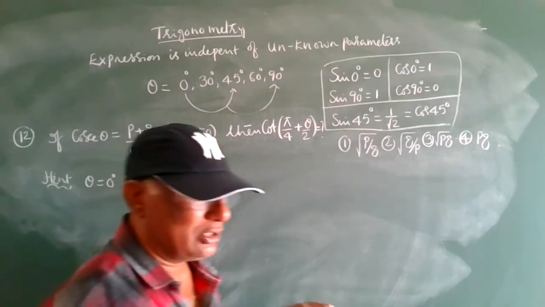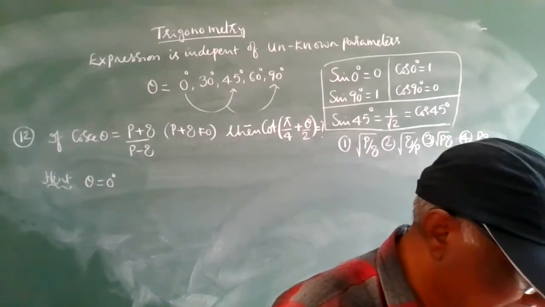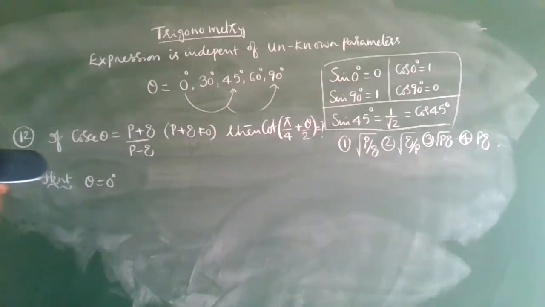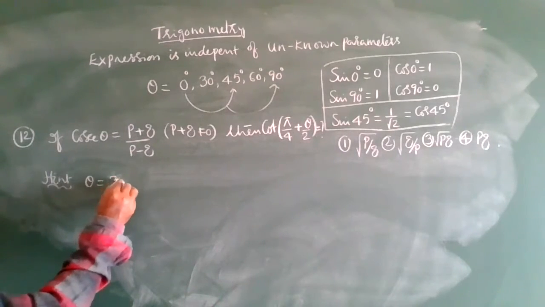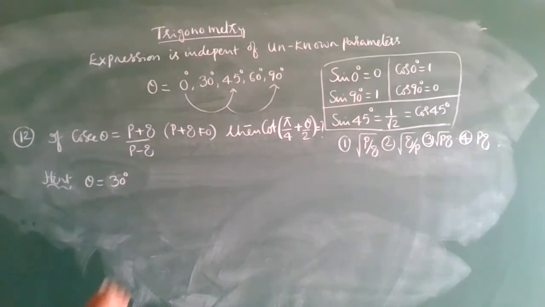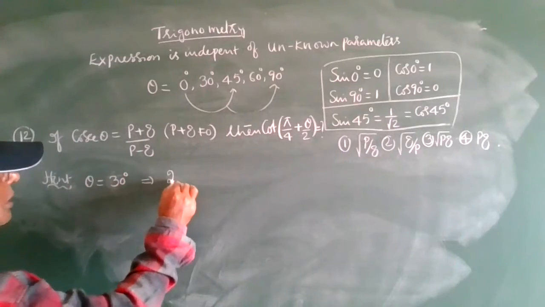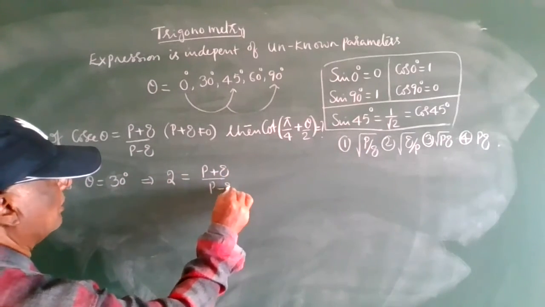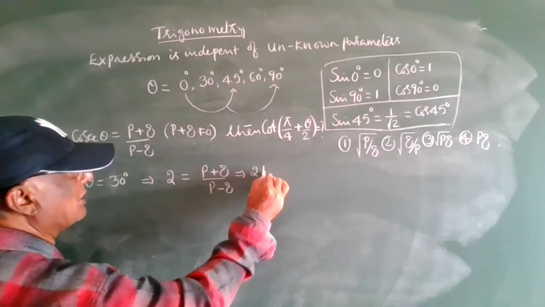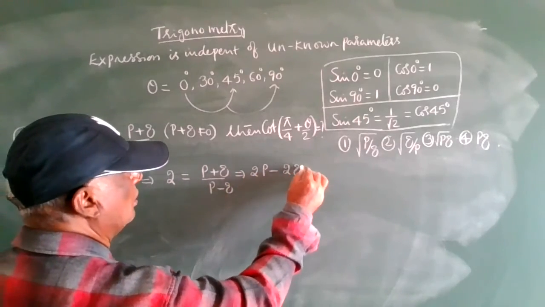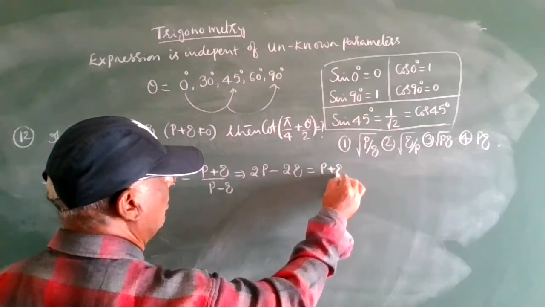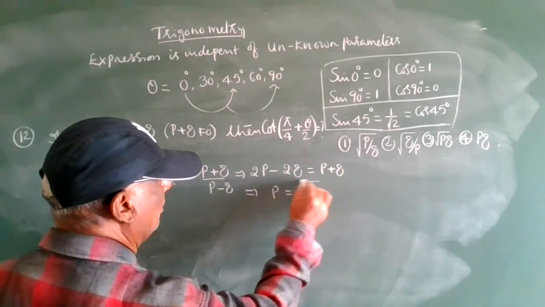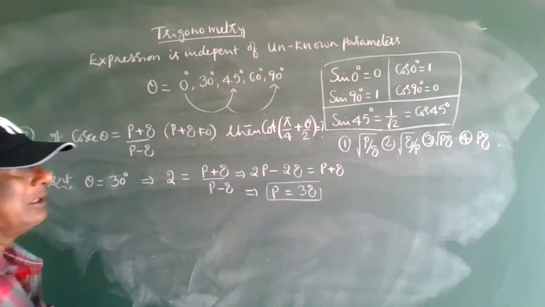Sin 0 value is 0, and cosecant 0 degrees value is undefined. Cosecant being undefined, we can take 30 degrees instead. Cosecant 30 degrees value is 2, which is equal to P plus Q by P minus Q. By cross multiplication, 2P minus 2Q is equal to P plus Q. By simplification, P is equal to 3Q. Okay? P is equal to 3Q.